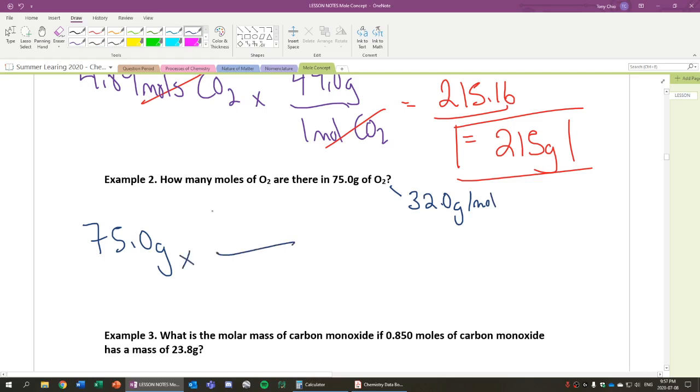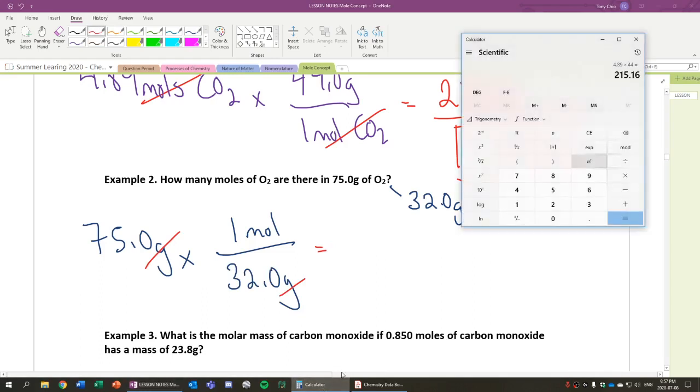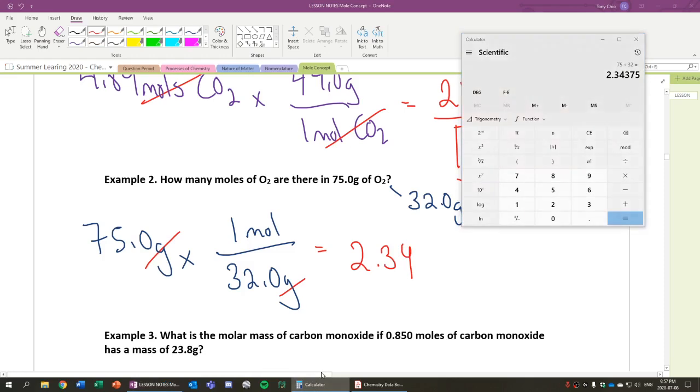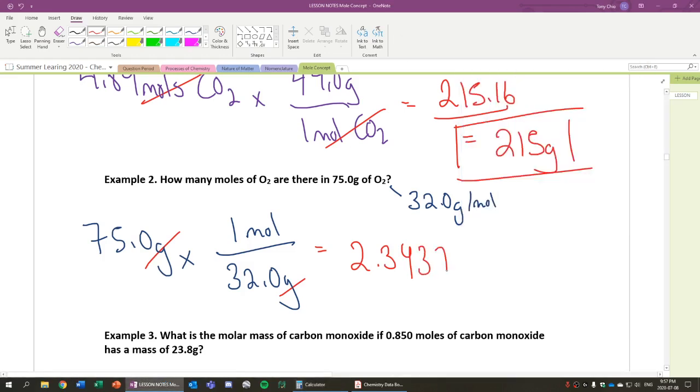Okay, so where should my 32 grams go? Where should my 1 mole go? In this case, my 1 mole should go on top. My 32.0 grams should go on the bottom because that way my grams will cancel out, and I'm left with just moles. So now I punch this in my calculator, I get 75 divided by 32, and I'm going to get 2.34375.